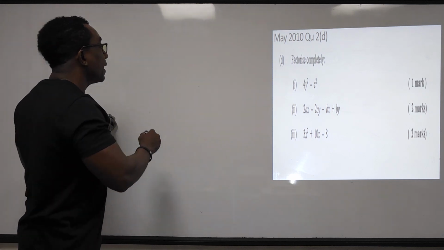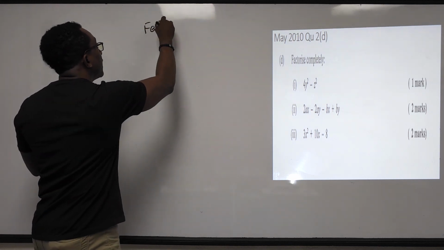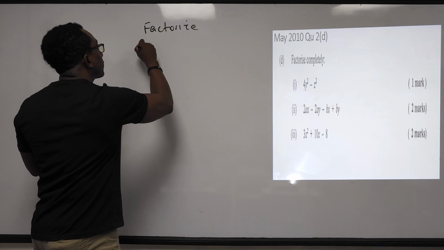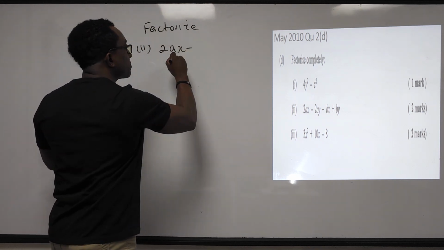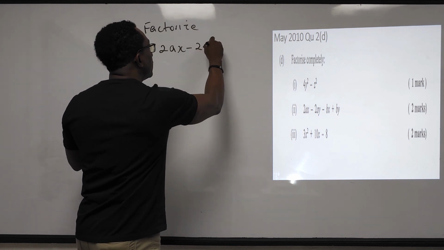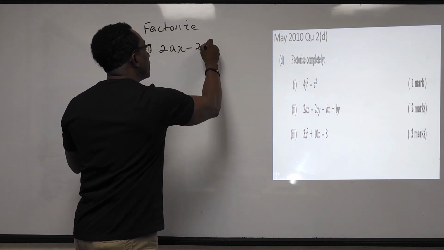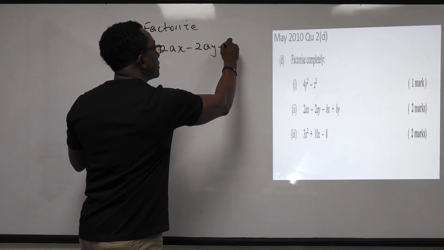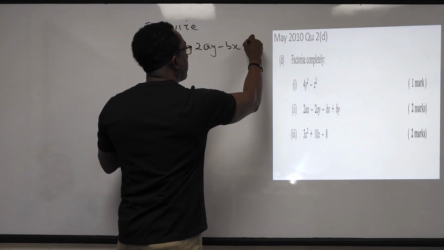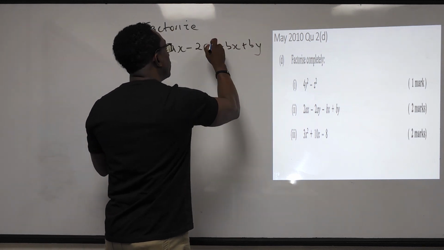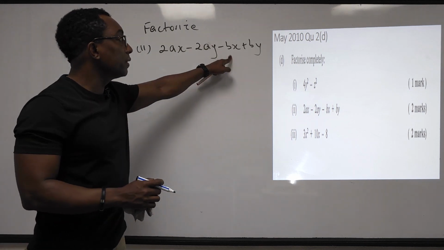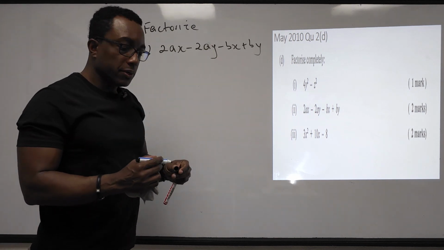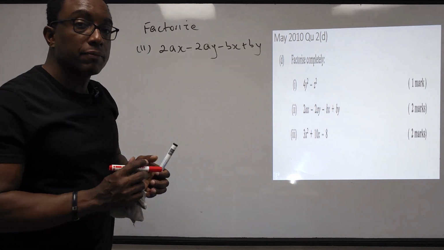So we have part 2. We want to factorize 2ax minus 2ay minus bx plus by. So to factorize, because we have 4 terms in this expression, 1, 2, 3, 4, we know automatically we're using the method of grouping.